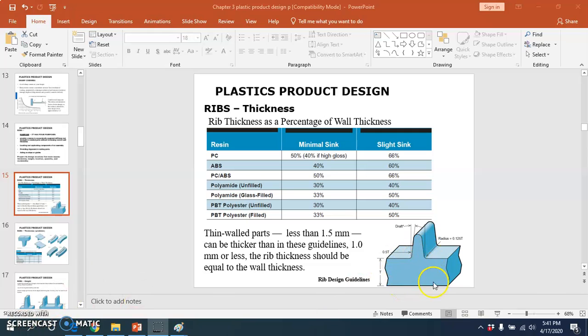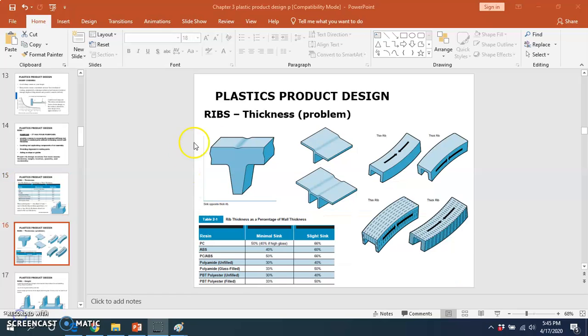This is an example. Thin wall parts, those with walls that are less than 1.5 millimeter, can often tolerate ribs that are thicker than the percentage in this guideline. On parts with wall thickness of 1.0 or less, the rib thickness should be equal to the wall thickness. So we have two conditions for the thickness of the rib, 1.5 and 1.0.